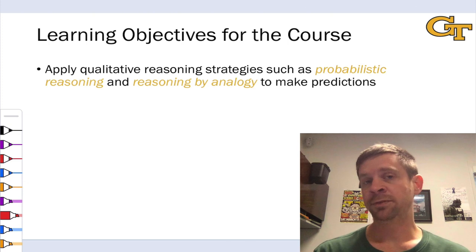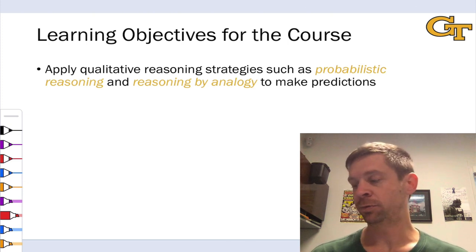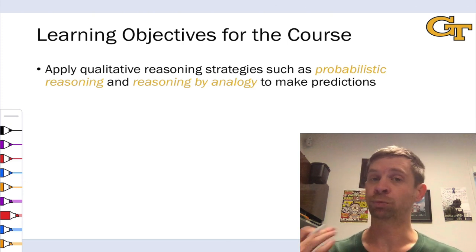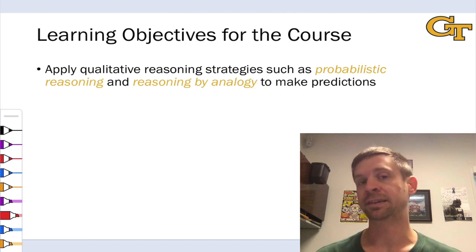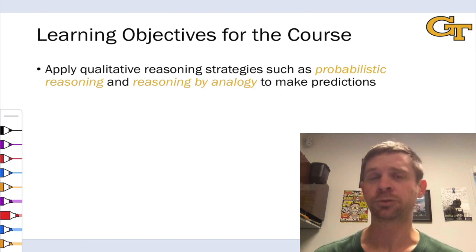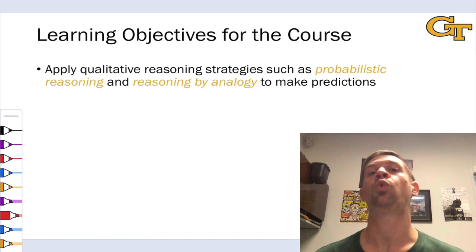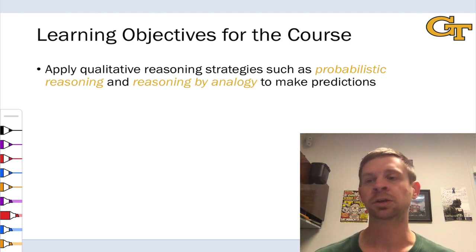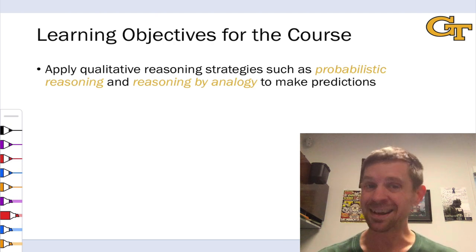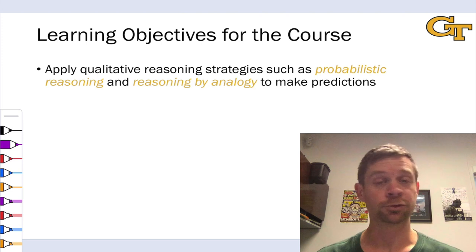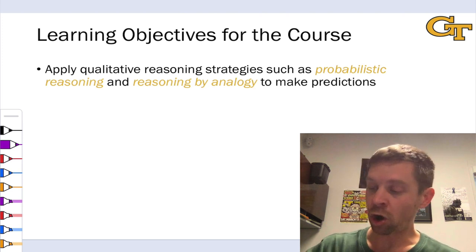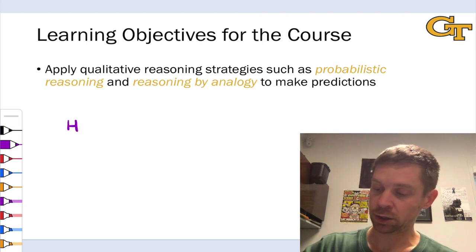The second objective is to apply qualitative reasoning strategies, including reasoning by analogy and probabilistic reasoning. In your introductory chemistry courses, a lot of the reasoning was quantitative. I'm solving a problem to get to a number. That's not the case in your organic chemistry courses. You will often be working qualitatively.